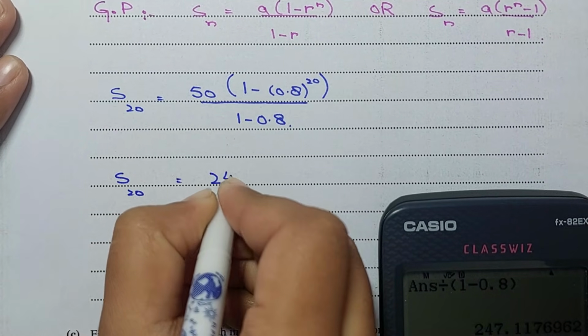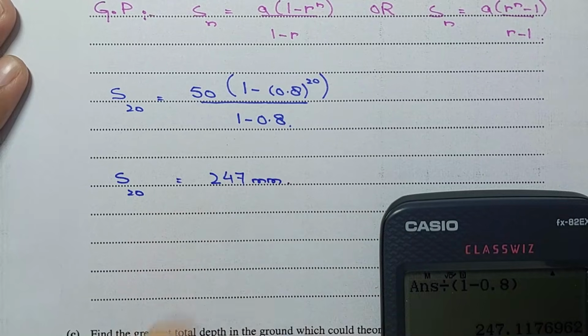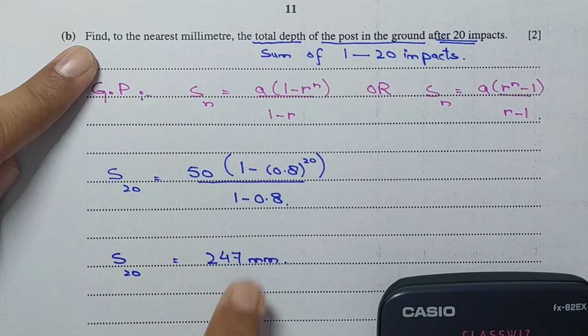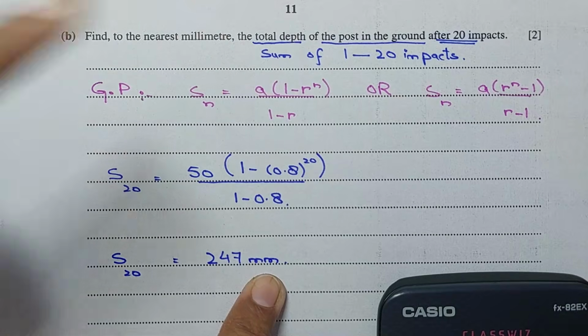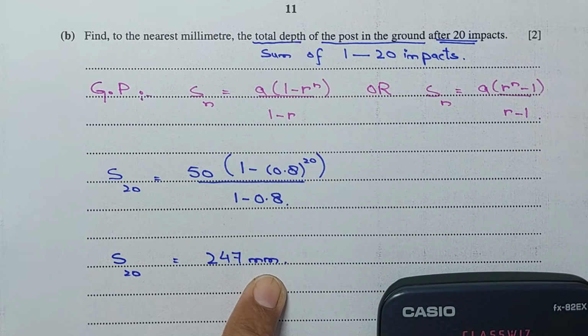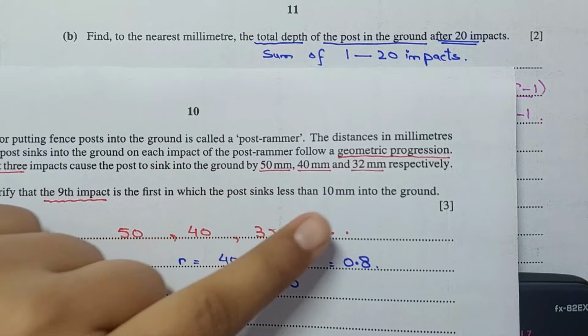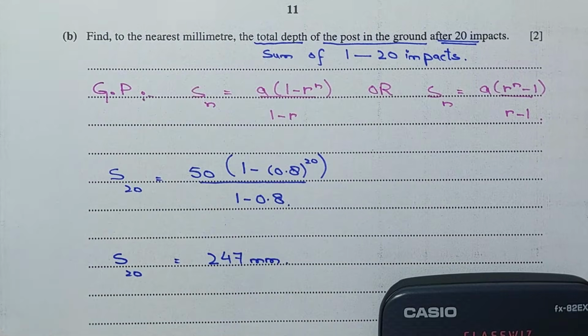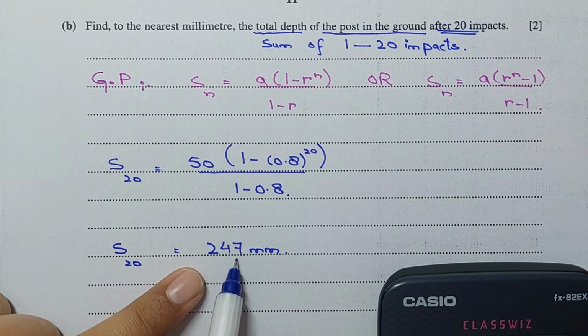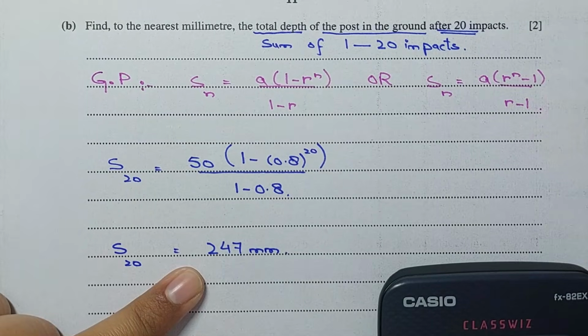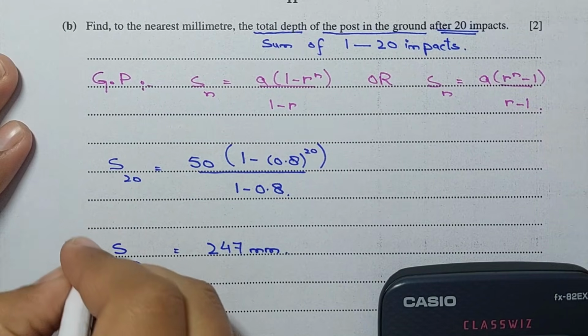This is 247 millimeter. We need to find, to the nearest millimeter, the total depth of the post inside the ground after 20 impacts. When you give the first impact, it goes 50 millimeter inside, then second impact, then third impact, till the 20th impact. So the total after 20 impacts would be the total depth of the post, which is 247 millimeter. All right.